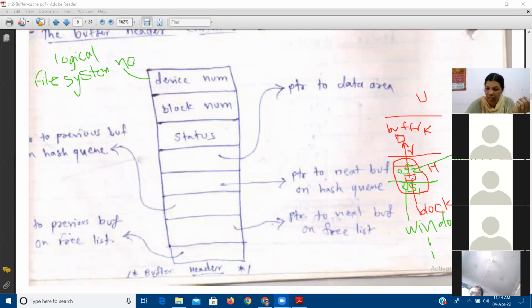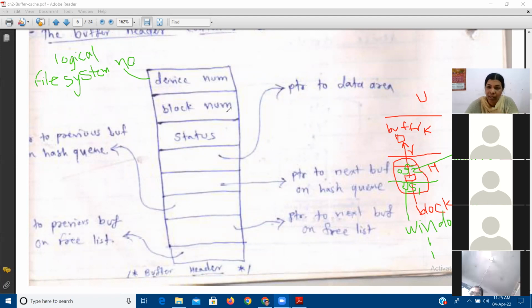Okay, so just keep in mind each operating system has its unique number for identification purposes, and that number is called the device number. In other words, the device number is also called a logical file system number. So again, this is a frequently asked question. Device number is also called a logical file system number, physical file system number, system number, logical number, physical number. So like that the options will be there. So device number is also called a logical file system number. So this is about the first field.